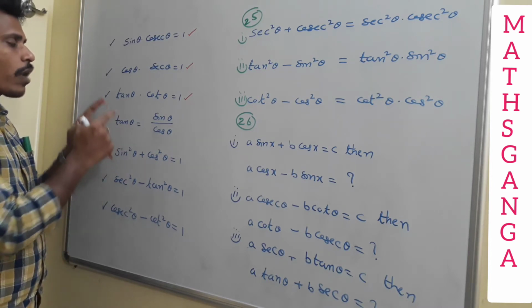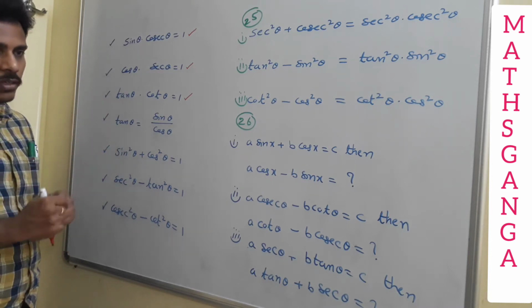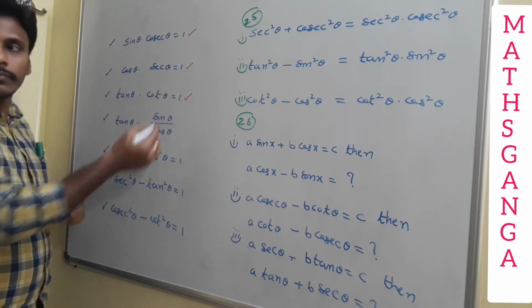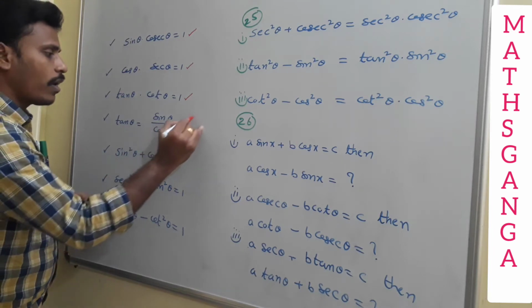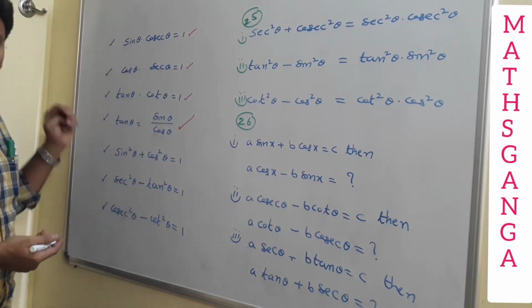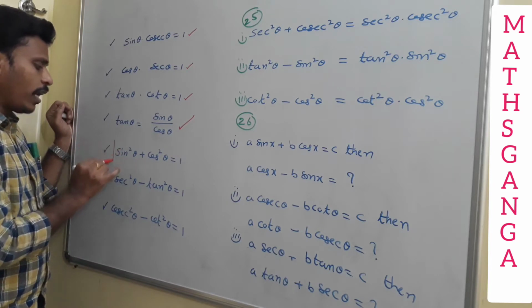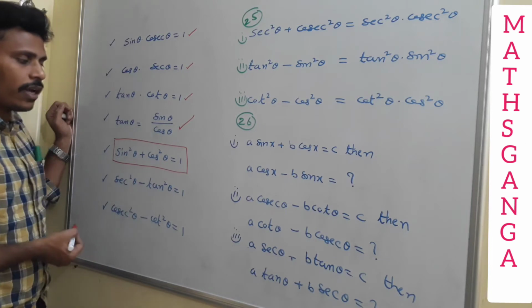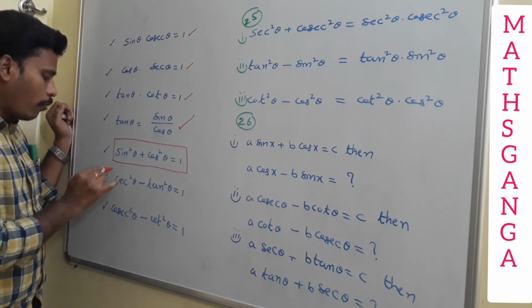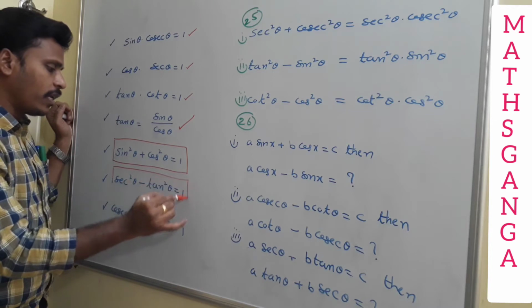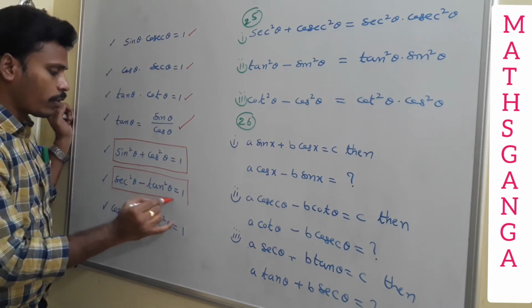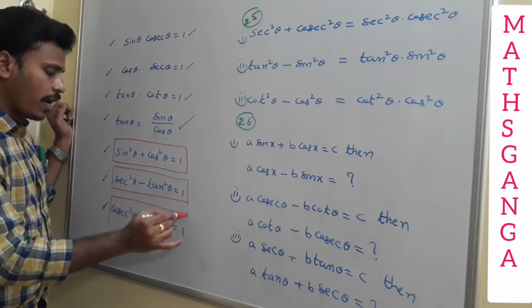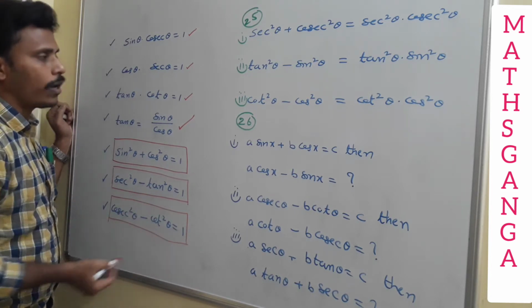I can write tan theta is equal to 1 by cot theta, and cot theta is equal to 1 by tan theta, right? Another one is tan theta is equal to sin theta by cos theta, and another identity which we derived in the last class is that sin square theta plus cos square theta is equal to 1. One more, with respect to secant and tan, is secant square theta minus tan square theta is equal to 1, and the last one, cosecant square theta minus cot square theta is equal to 1.